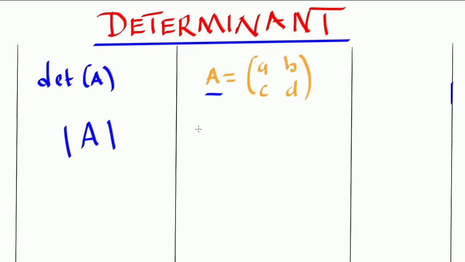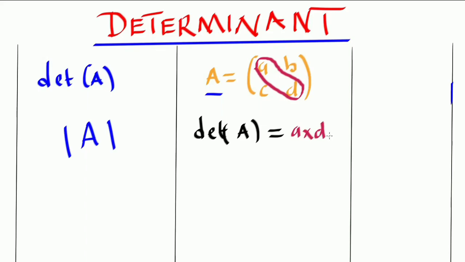For the determinant, for example det of A, it will be equal to, remember, we multiply the major diagonal. Hopefully you can see that this is the major diagonal, that is A times D. And then we say minus C times B. I'm running out of space. Let me just write it properly so that you see what I'm talking about.